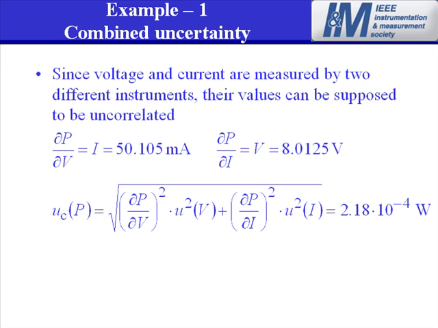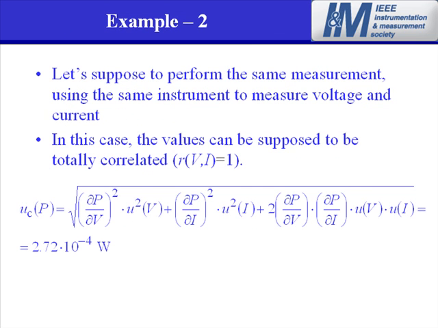So let's compute the weighting coefficients as shown here and the partial derivatives of function P against V and I, and finally we obtain the combined standard uncertainty for the measured power value, applying the relationship we have seen a few slides ago. And here is the value, 218 microwatts.